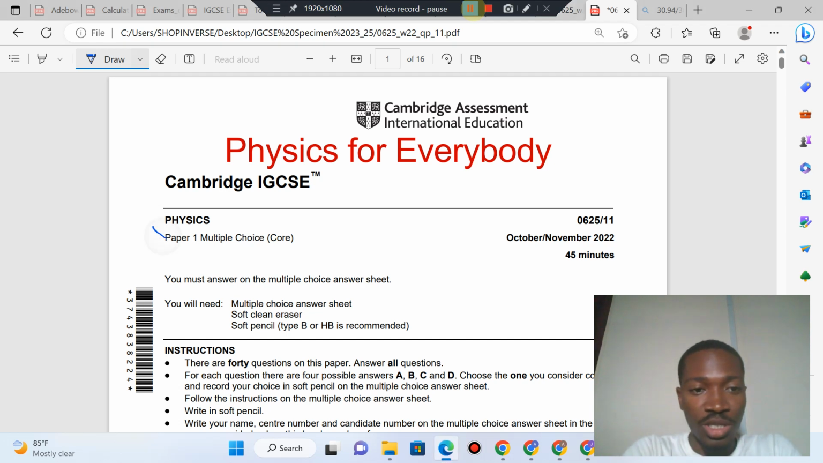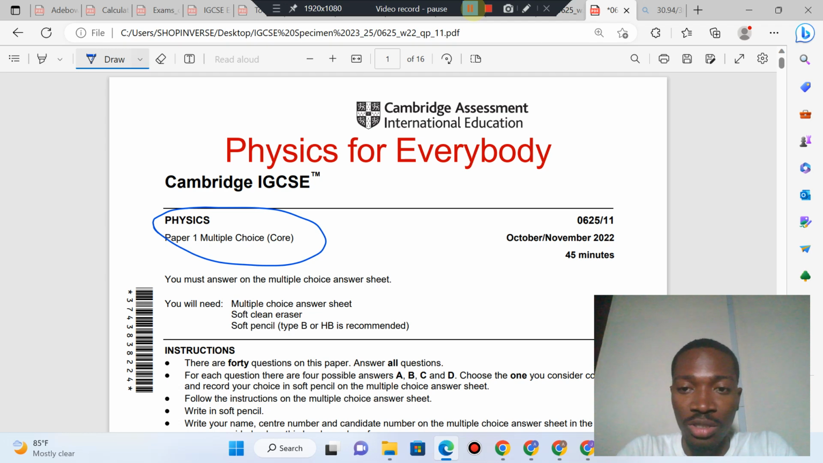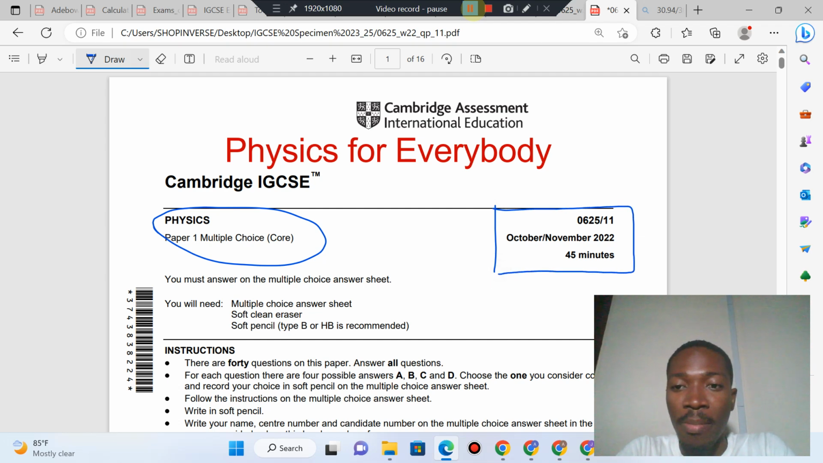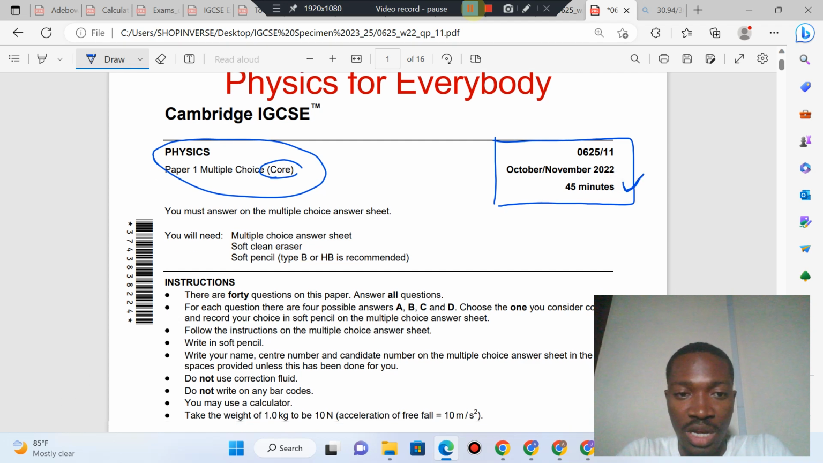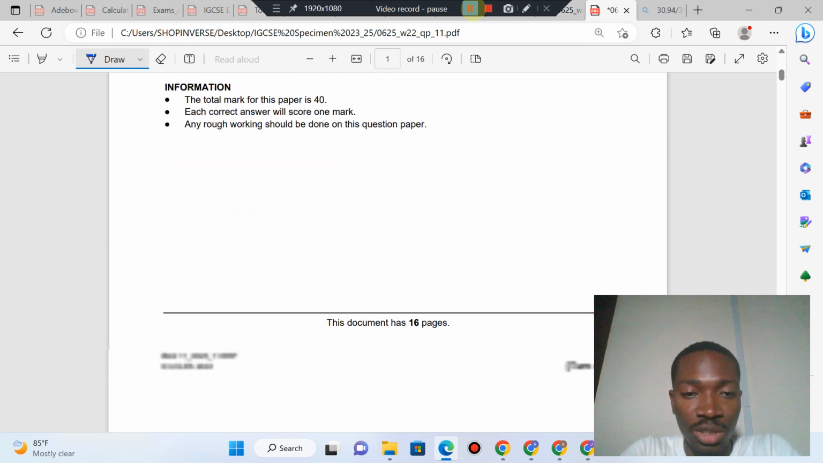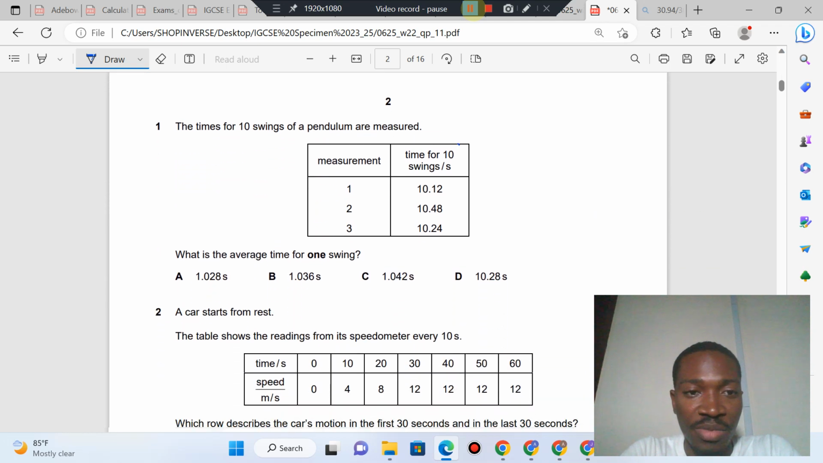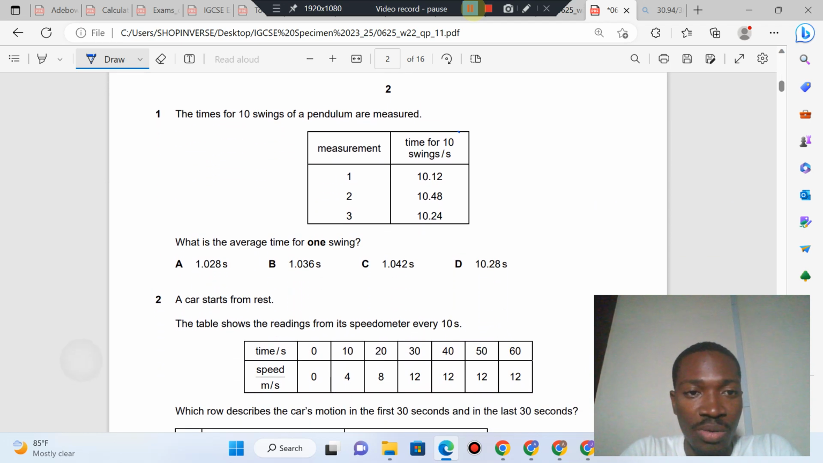Today, you'll be working on a physics IGCSE past question on the October-November series, year 2022, paper 1, which is mainly the core question. The duration of this exam is 45 minutes, hence we try to limit our solution to less than 45 minutes. Let's go straight to question number 1.